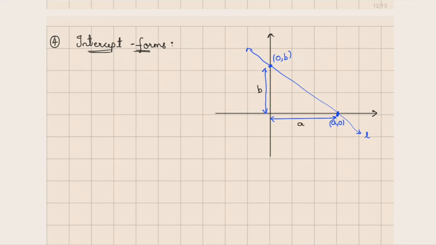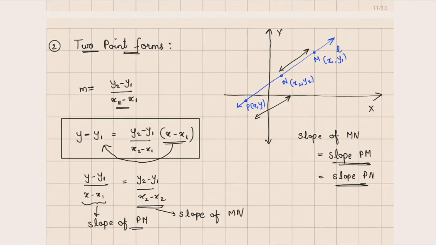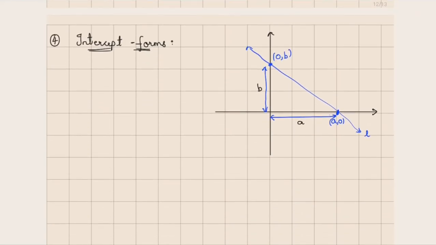So we need to find how the equation looks. So we know 2 points. If we know 2 intercepts, then that means we know 2 points. So from the 2-point form, we can just substitute (x1, y1) and (x2, y2) as (0, b) and (a, 0). That means from the 2-point form, y minus y1 equals (y2 minus y1) by (x2 minus x1) into (x minus x1). Let's take (x1, y1) as (0, b).